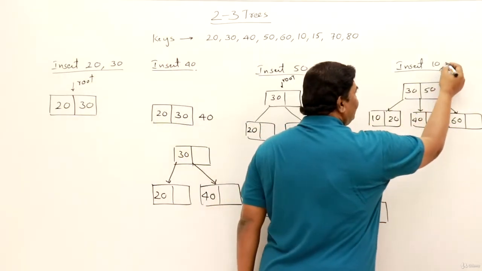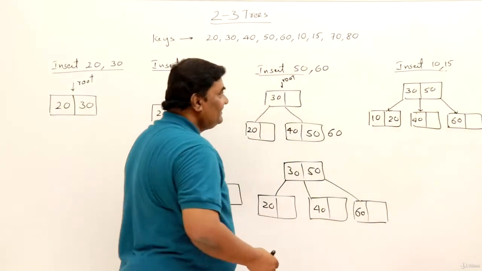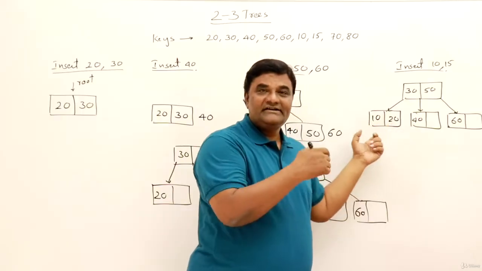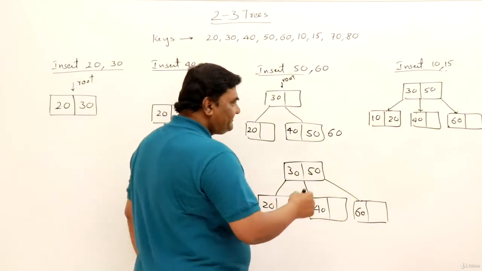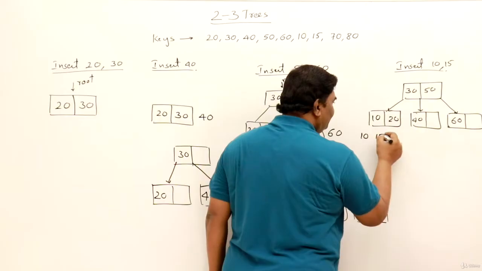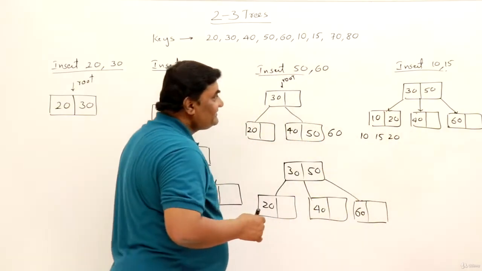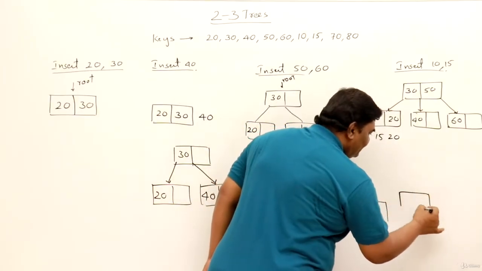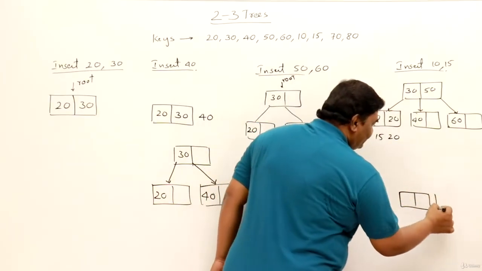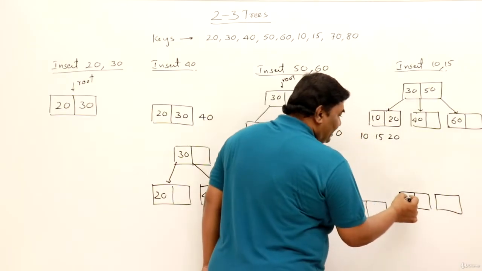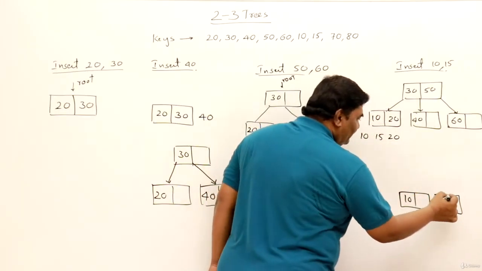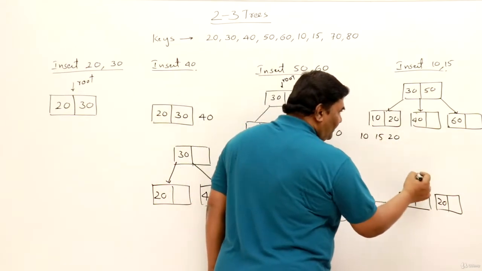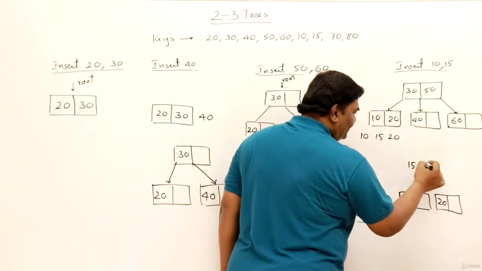15. I will insert it in this structure only. Where should 15 be? 15 is less than 30 and greater than 10 and less than 20. So it should come in between, but there is no space. Actually this node should have 10, 15 and 20, but there is no space. Then do what? Split. So let us do it. Here I am drawing separately. Splitting, I will get two nodes: 10 on this side and 20 on this side. Considering 15 together I am splitting. 15 should go up, so 15 will come here.